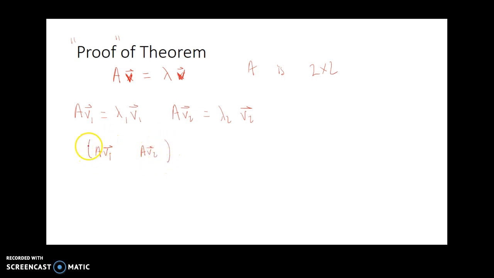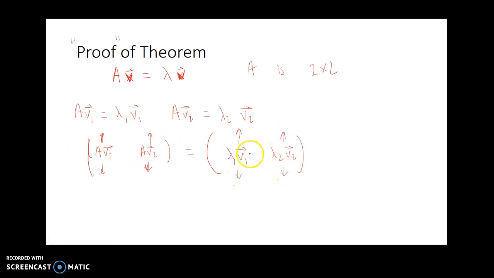Basically these are columns because AV1 will produce a multiple of lambda 1 V1. So I'll use these little arrows to indicate that this is a column vector and this is a column vector as well. And then over here I can do something similar. I'll equate the components. AV1 is equal to lambda 1 V1 and AV2 is equal to lambda 2 V2. Again, these will be column vectors because I can only equate vectors to vectors.